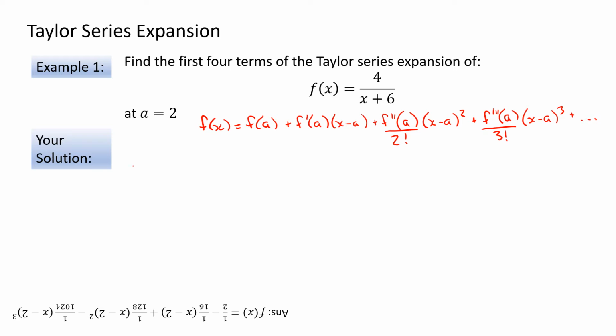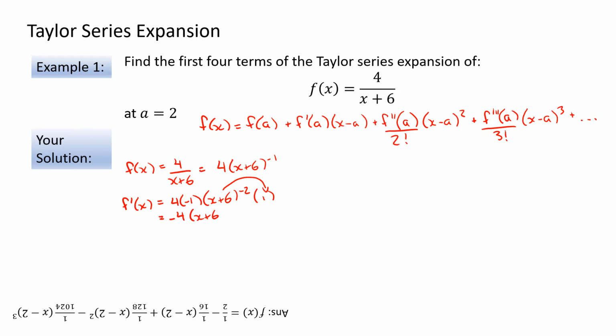We know that f of x is equal to 4 over x plus 6. You can also write that as 4 times x plus 6 to the negative 1. So our first derivative, f prime of x, is equal to 4 times negative 1 times x plus 6 to the negative 2. That's using the power rule, keeping in mind that the derivative of the inside function x plus 6 would simply be 1. I'll show it here, but I will omit it for the next 2 derivatives. Simplifying that, we get negative 4 times x plus 6 to the negative 2.